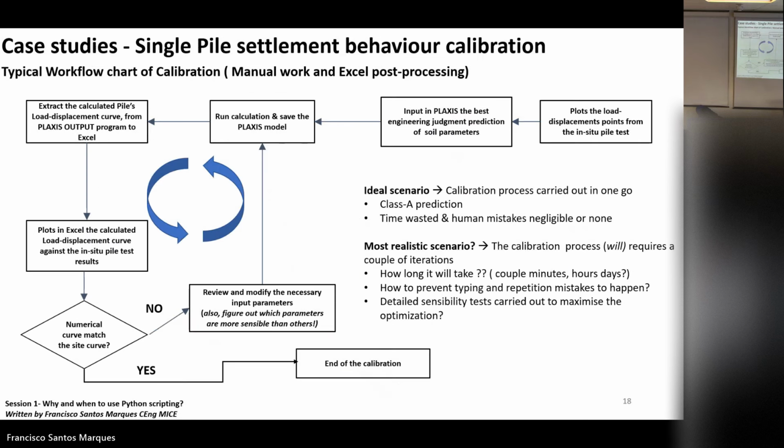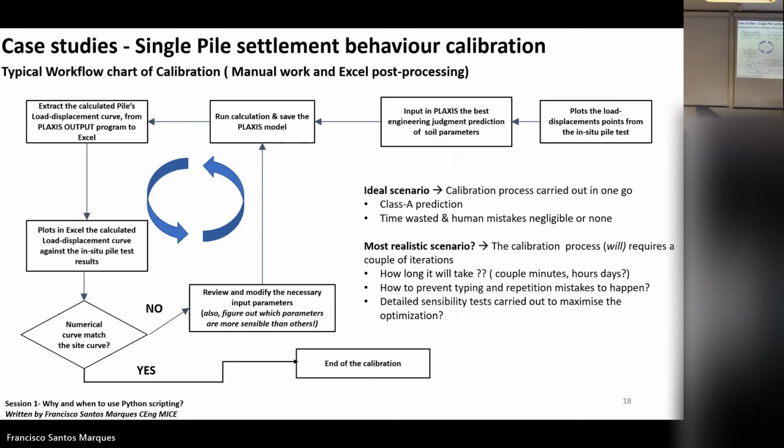So if I wanted to calibrate this pile, if I'm in a project where somehow I have to get some validation that my soil parameters are accurate, and the only way that I have to prove that is by doing a calibration and try to see if I can match the numerical response with the real pile, with the pile test curve, let's say. How can I do that manually, let's say? Manually, I will first plot the load displacement points from the in situ pile test, okay?